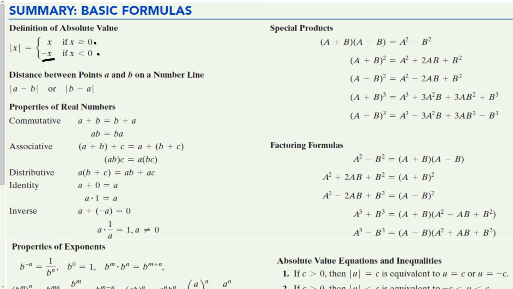To find the distance between 2 points, we just subtract those 2 points and then take their absolute value, right? It tells us how far 2 points are away from each other on a number line. Some properties that you should know.